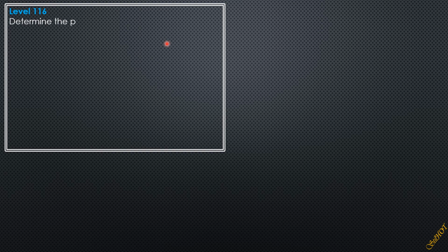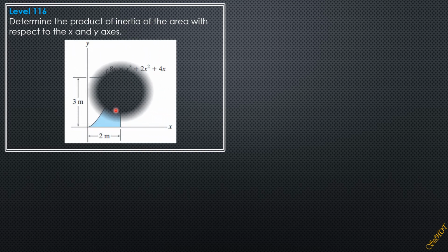Level 116, determine the product of inertia of the area with respect to the x and y axis. So here is the given figure for our solution. Let's select a vertical strip, and the height of the strip is y. The distance of the strip from the y-axis is x. The thickness is differential x. And the centroid of the element is here.